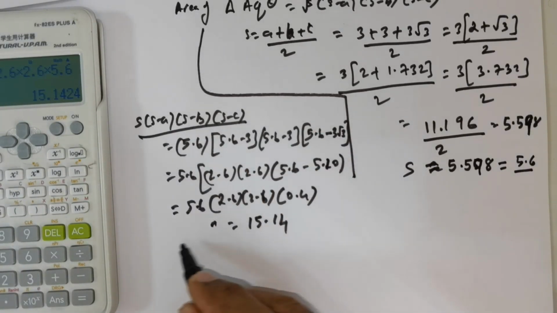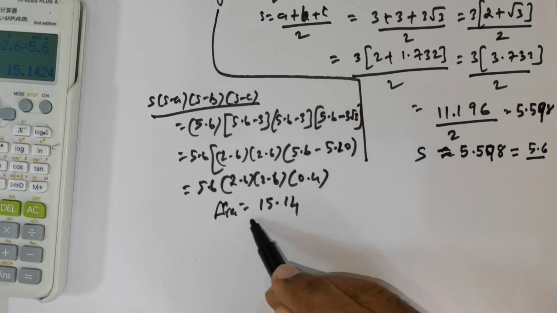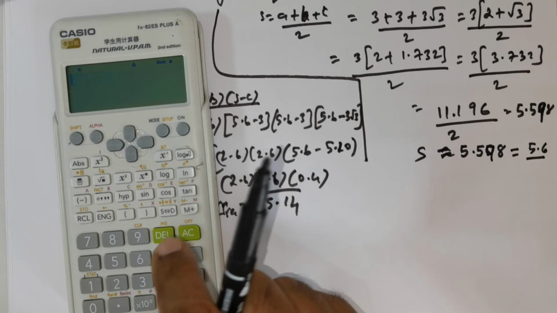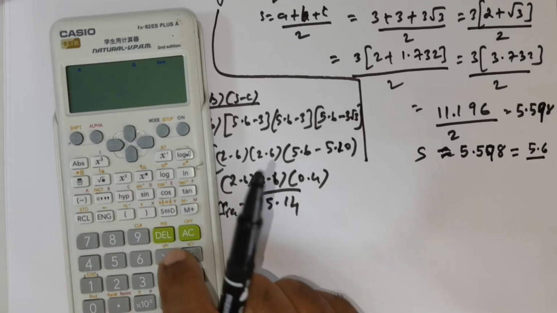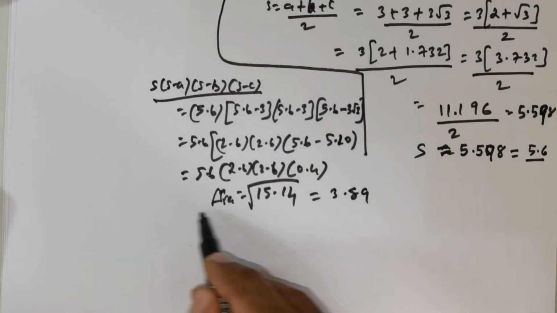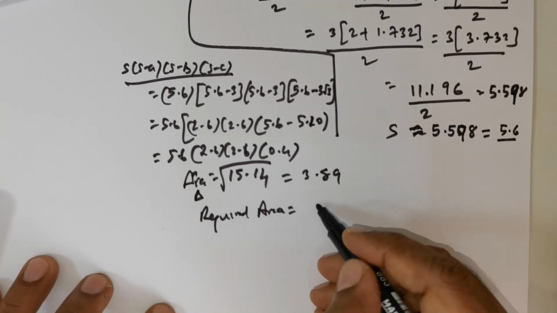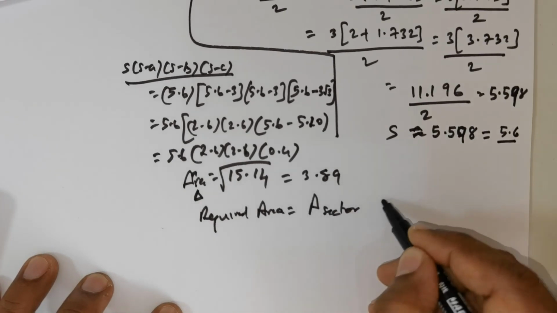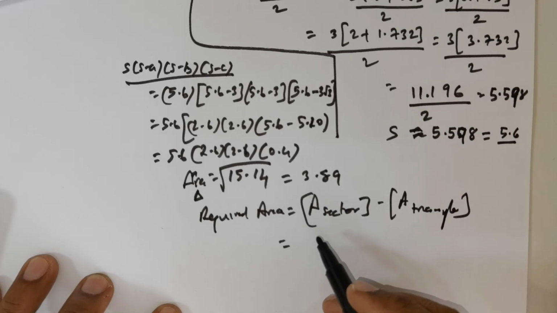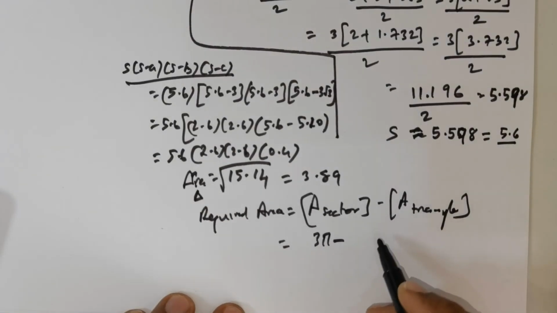This is this, right? So therefore the area is going to be the root of this. So let me take the square root of 15.14. Okay, that is equal to 3.89. This is the value that we have got. So this is the area of the triangle. Now required area, what is the required area? Required area is the area of the sector minus the area of the triangle. So what is the sector area? Sector area, we got it as 3 pi.